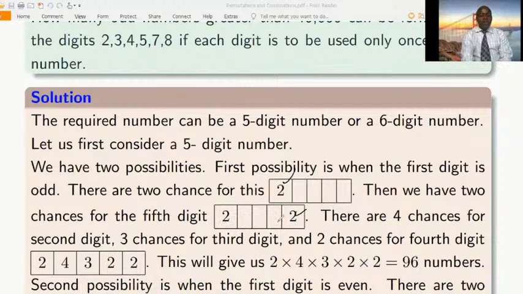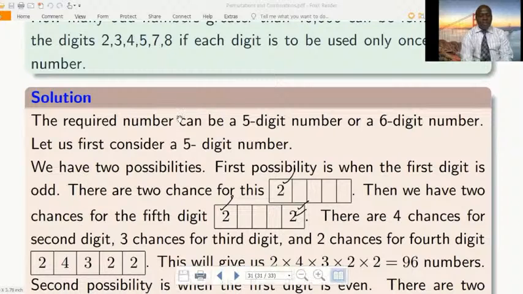Once I've fixed these two, a digit here and a digit here, I'm left with 4 digits out of 6. Any of these 4 qualifies to be in the second position. And so that is why I said that I have 4 chances for the second number.